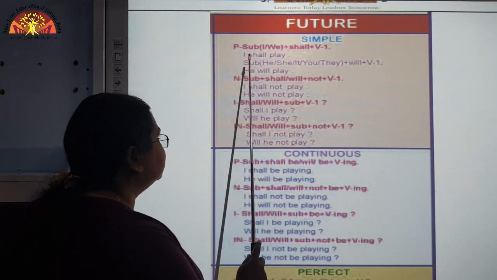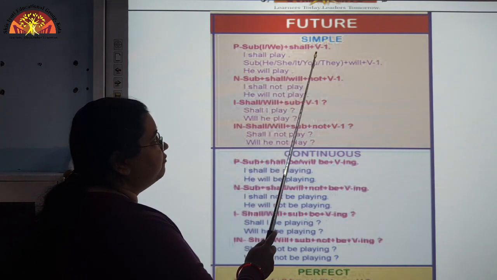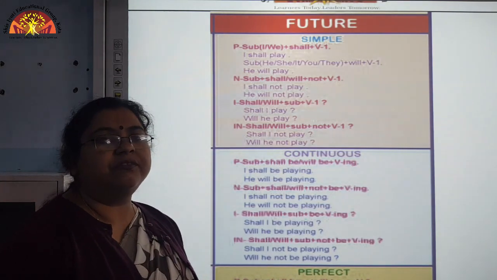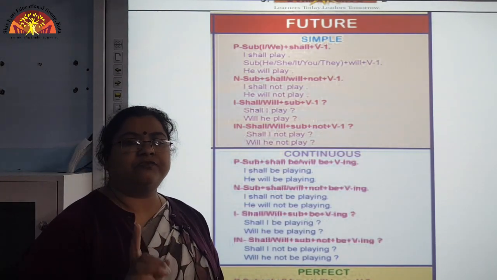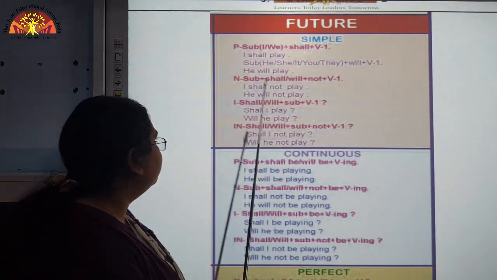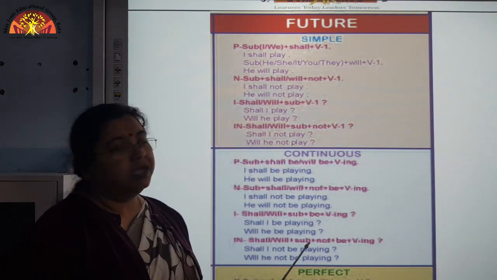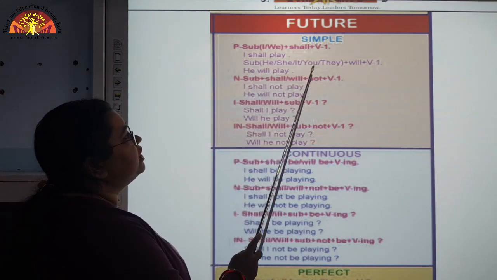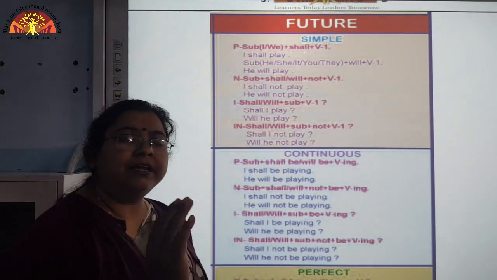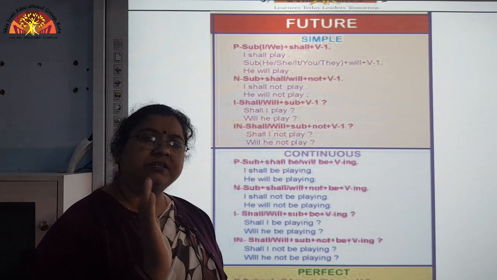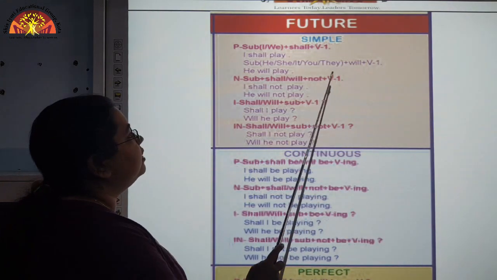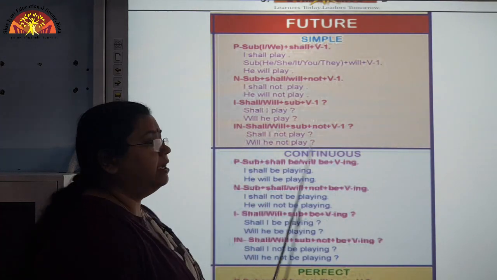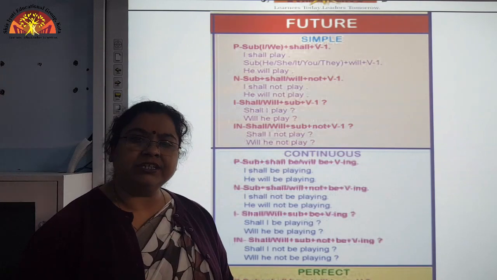So, here subject plus shall or will plus verb first form. In future tense we will always be using verb first form in simple future tense. So, I shall play. Now, another format is subject with he, she, it, you, they. These are all either second person or third person subjects. So, we will be using will plus verb first form. So, he will play, she will write a letter, like this.